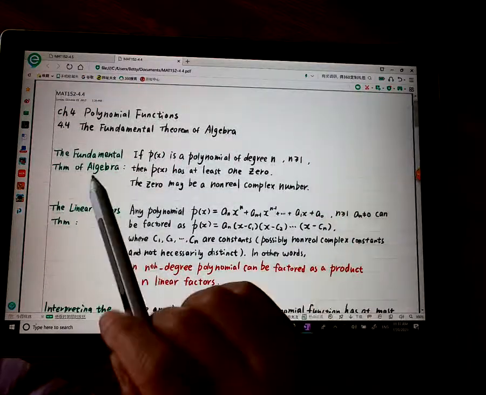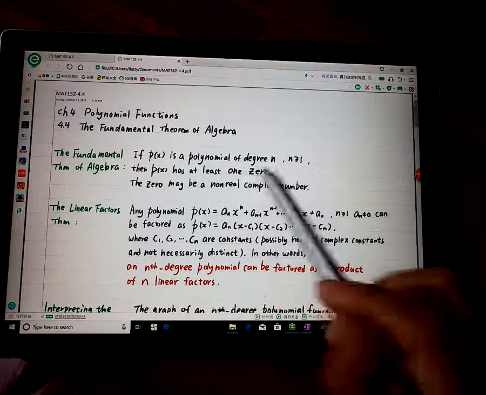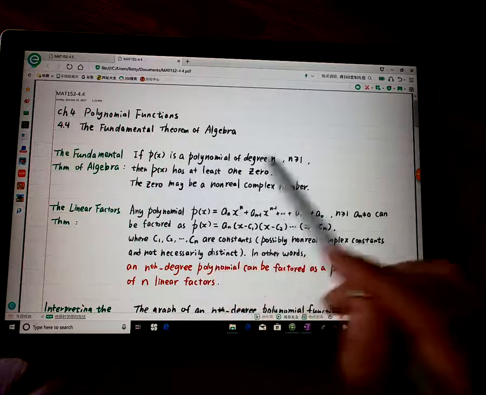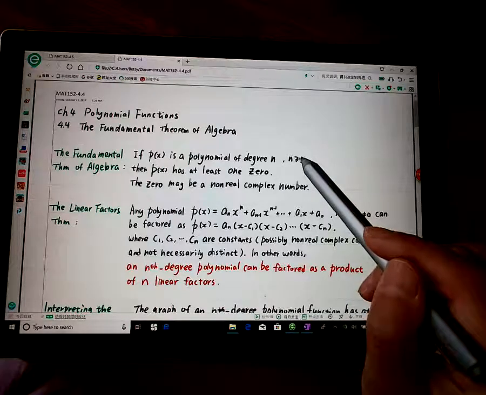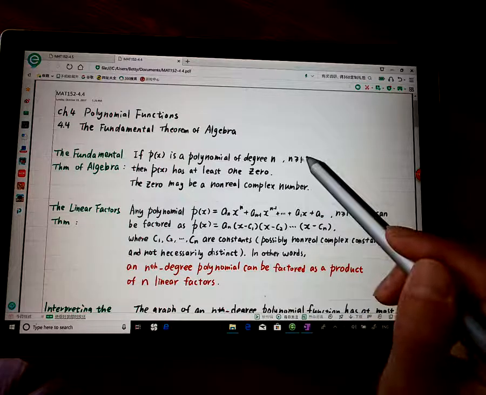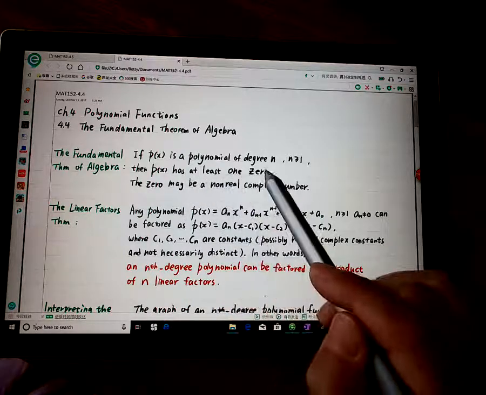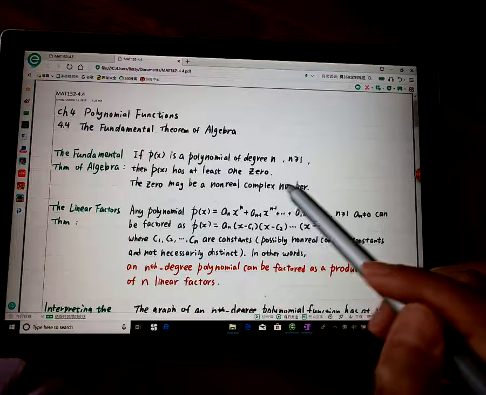The first theorem, the fundamental theorem of algebra. Let's read the content of this theorem. If p of x is a polynomial function with a degree n, n is at least 1, of course, at least a linear polynomial, right? Then p of x has at least 1 zero. The zero may be a non-real complex number.